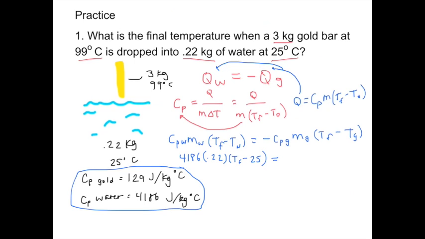On the other side, we have a negative sign, then we have 129 for the gold, times 3 kilograms, times this final temperature minus its initial temperature of 99 degrees. Now I'm going to distribute some of these values, so I end up with 920.92 times the final temperature minus 23,023. I got this just by multiplying these two values and then distributing them into these parentheses, by the way.